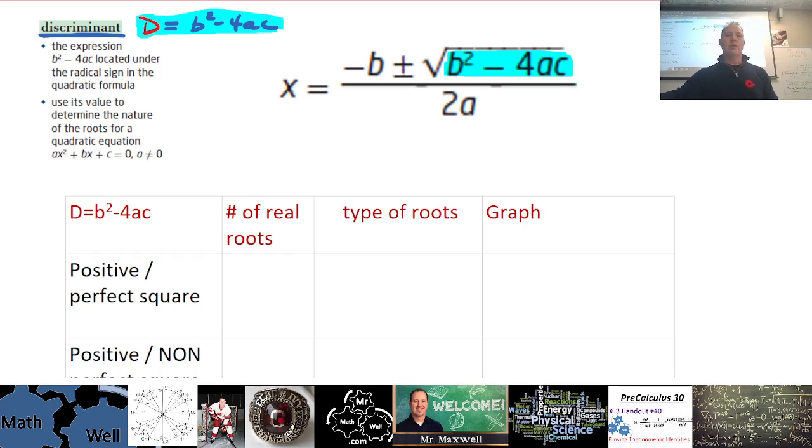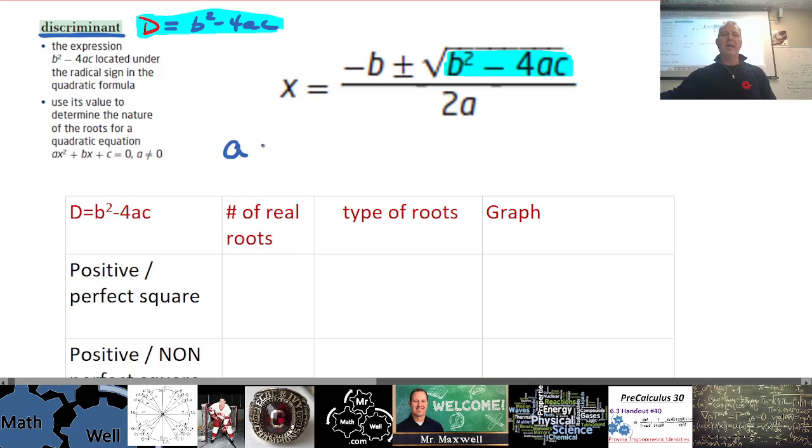First of all, we need to know what A, B, and C are for the quadratic equation. We need the coefficients, which are all numbers, from the standard form. If it's not in standard form, you don't have A, B, and C.